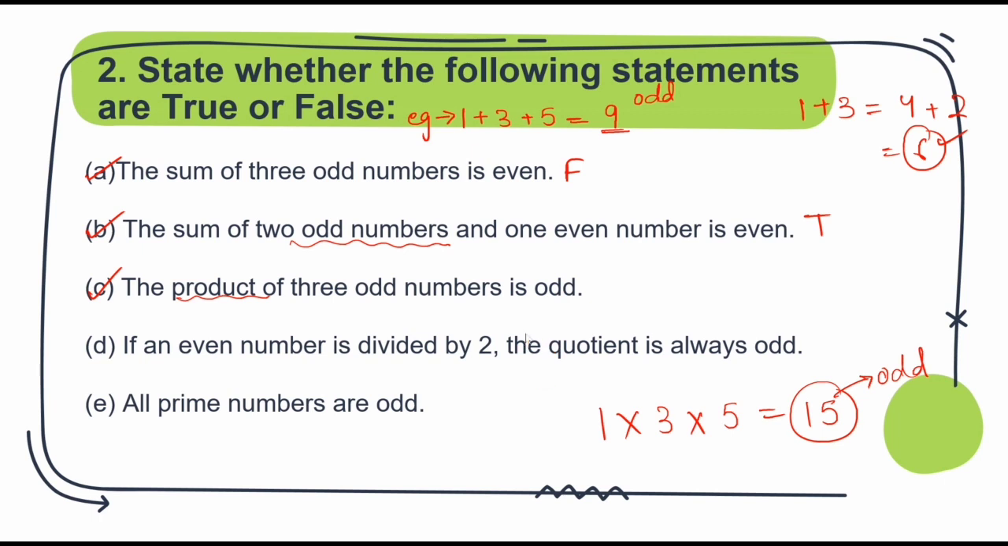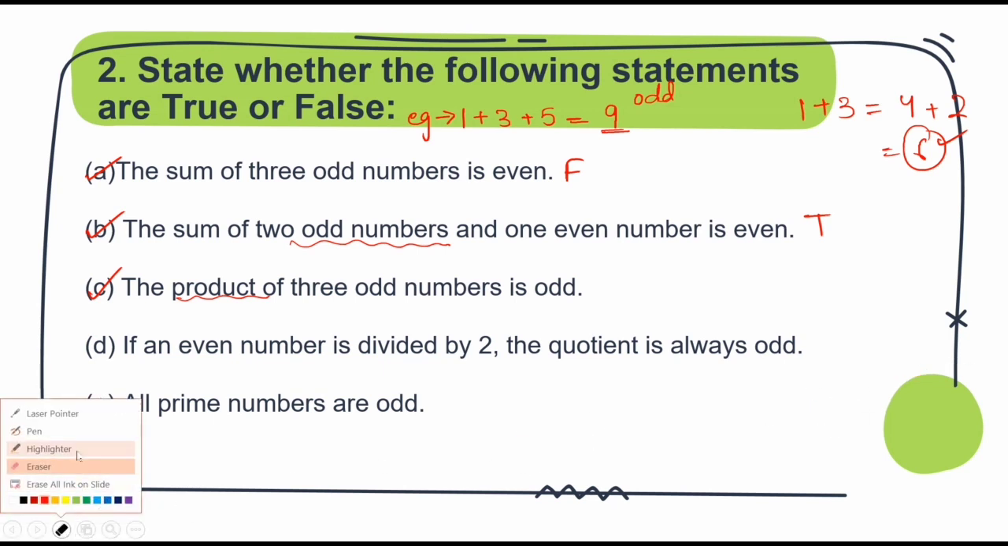Okay, if I take any other one, let's say 3 and 7, and 2... okay, 2 is not an odd number, I'm sorry. Let's say 5. Okay, so 5 threes are 15 and 15 into 7 is 105. You can just simply multiply it. 7 fives are 35, 7 ones are 7, and 7 plus 3 is 10. So from this also you can see we are getting an odd number. So from this we can infer that if I take any three odd numbers, the product will be odd. So here we can say that it is true.